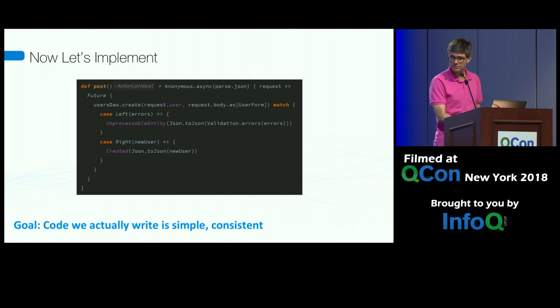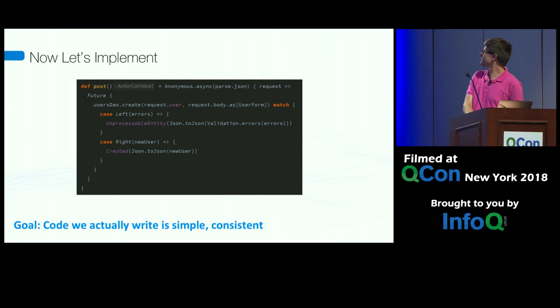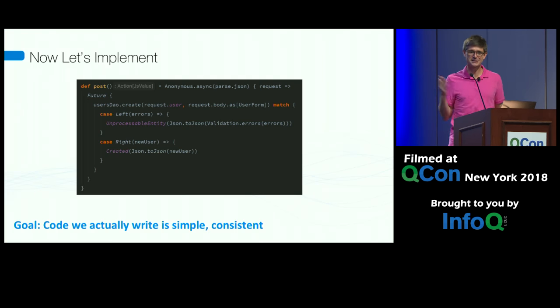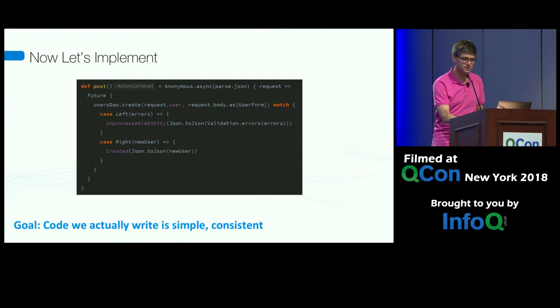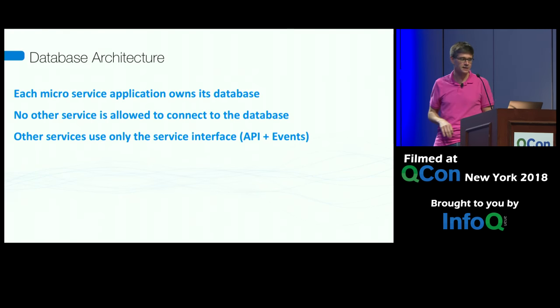First, I mean, come on, that's beautiful code. Simple to read, and that's what we want, right? The code that we're actually writing as developers, we make it as simple as possible, then there are even fewer bugs that we're going to catch in our tests. Let's talk about this user's DAO and a little bit about database architecture.